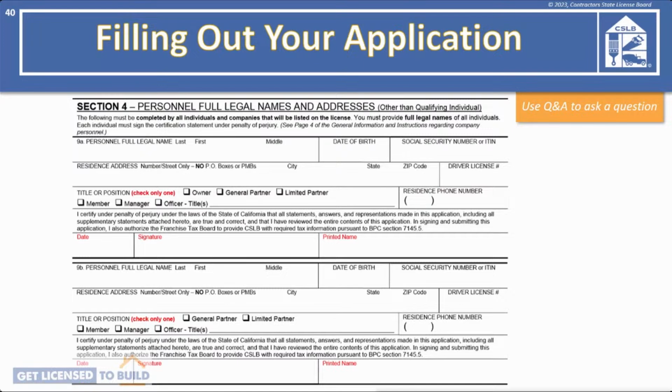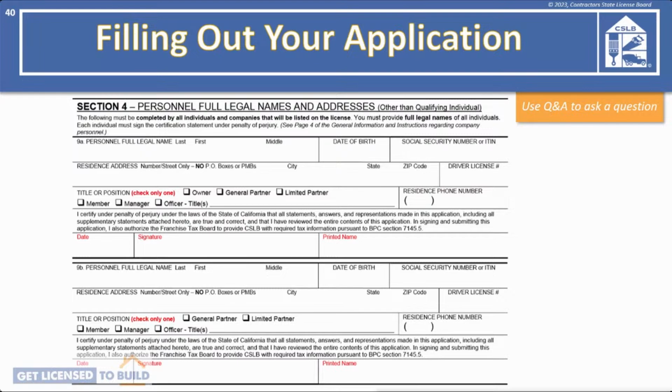If you will have more than 4 people on your license, you can make additional copies of this page and include it with your application. For corporations and LLCs, every person who is an officer, responsible manager, or member, or director of a corporation or limited liability company shall be listed on the application as a member of the personnel of record for the license. All personnel that will be listed on the license must sign the application in Section 4.